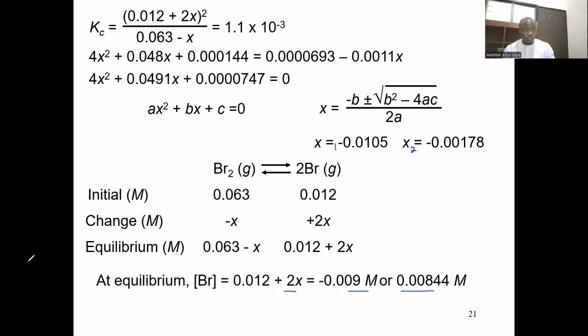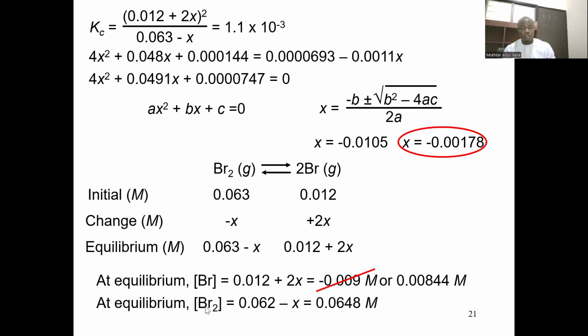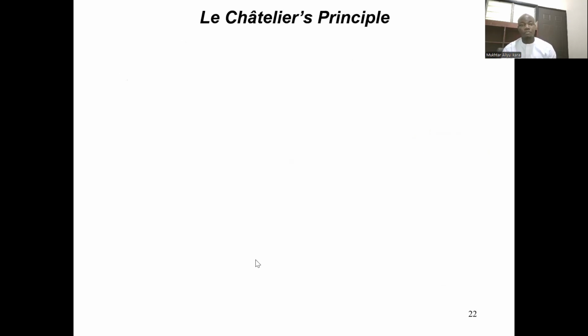Because we are not going to use a negative value, we are going with this one, and this one we are taking away. We are going to use the one that will give us a positive value. So at chemical equilibrium, the bromine molecule is 0.063 minus x, and it gives us 0.0648. So we are taking that one. This is how to calculate the equilibrium concentration from the initial concentration.